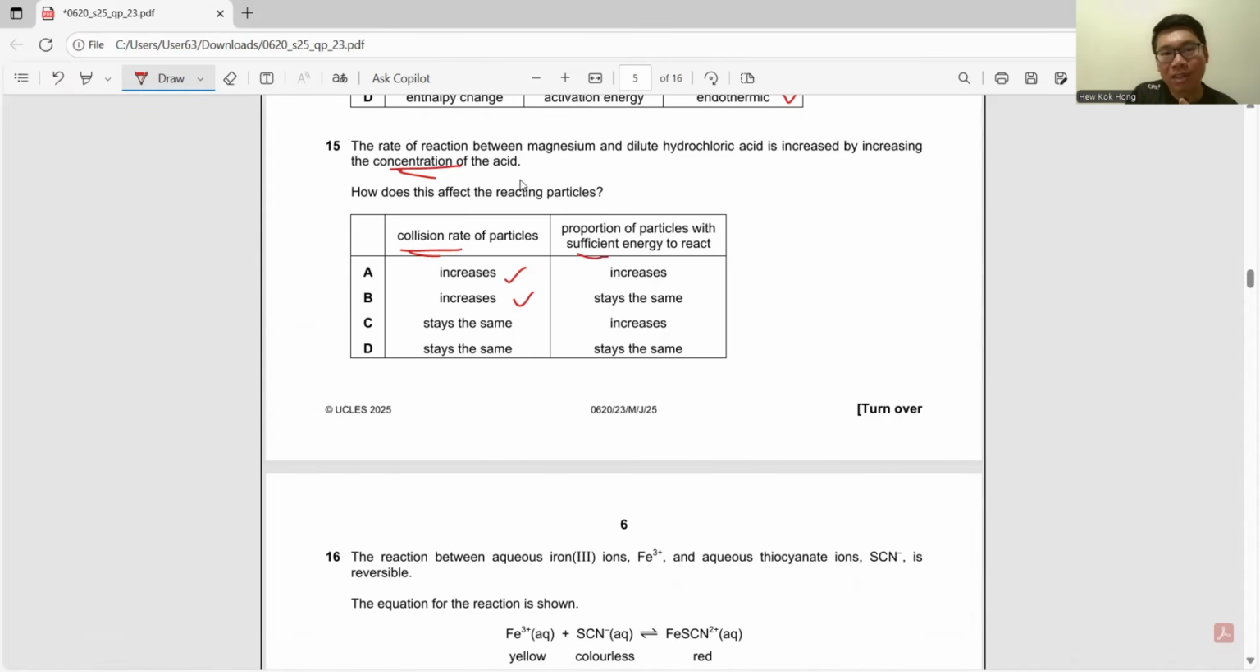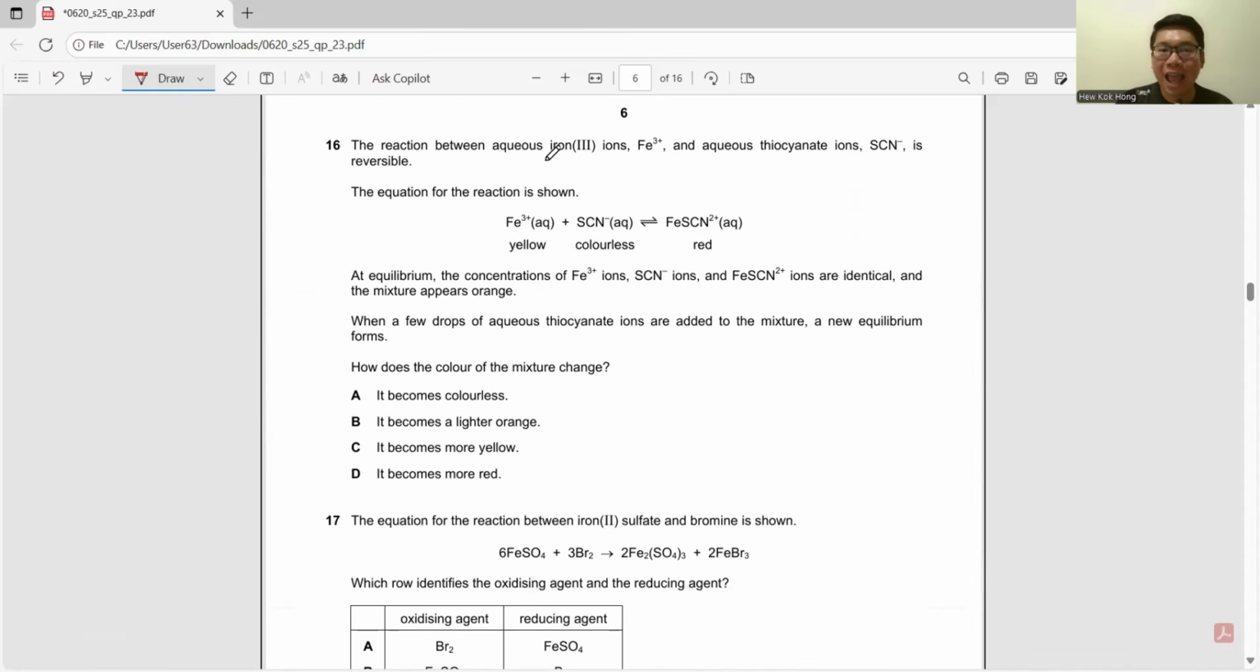Proportion of particles with sufficient energy to react. Proportion, this will be affected by two factors. First is the temperature. When temperature increases, they have higher kinetic energy, so more collisions will be able to achieve activation energy. The second factor is the catalyst, because the catalyst will provide an alternative pathway that has lower activation energy. That's why there is also a higher proportion of particles with sufficient energy to react.